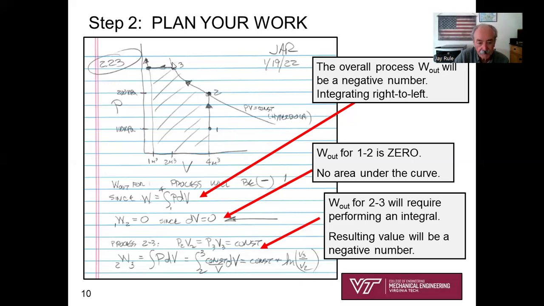2 to 3. The area under the curve from 2 to 3 is going to be a negative number, and a little bit more about that in a minute. But you see that I've got to go right back to the integral of PdV. What I'm going to have to do is get pressure P as a function of V. That's the only way I can perform the integral. And of course, it's going to be a negative number, but we're going to dissect that a little more in another slide. So for right now, the work from 2 to 3 is going to be a negative number, and we're going to do the math a little bit later.